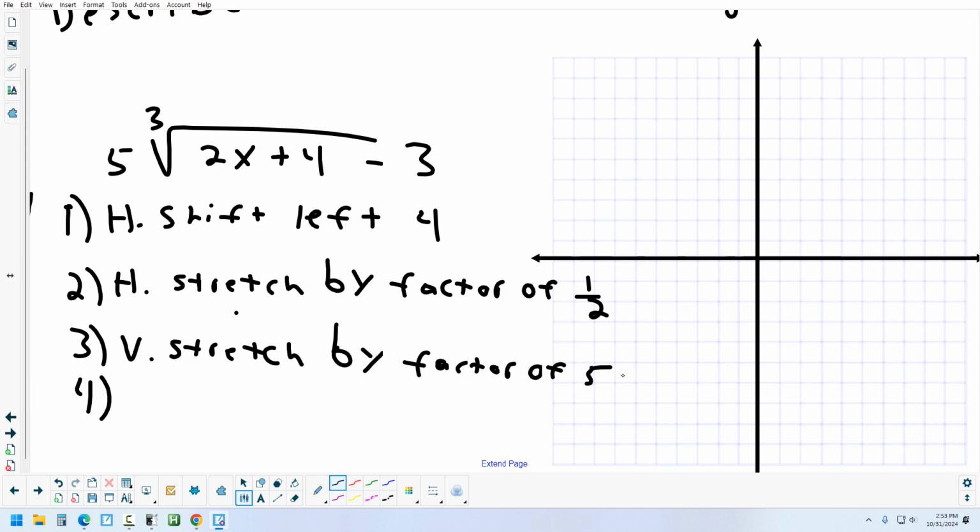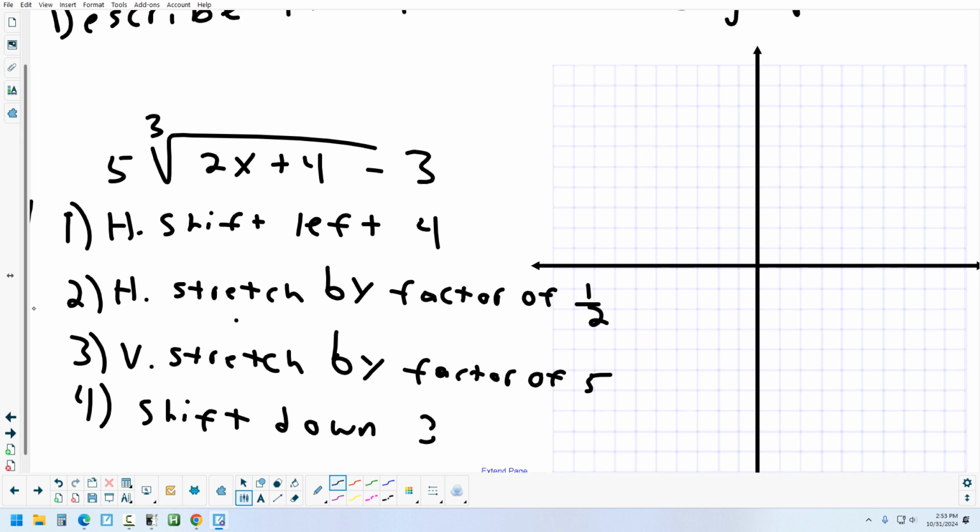And what about the -3? Yeah. Vertical shift down 3. Yep. So shift down 3. Okay. So that's how you describe all of the transformations.